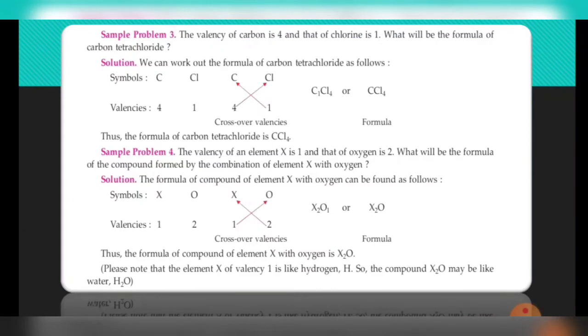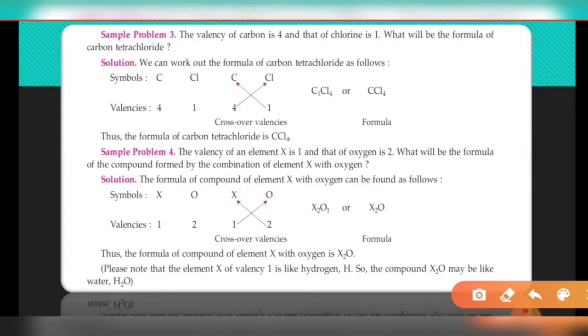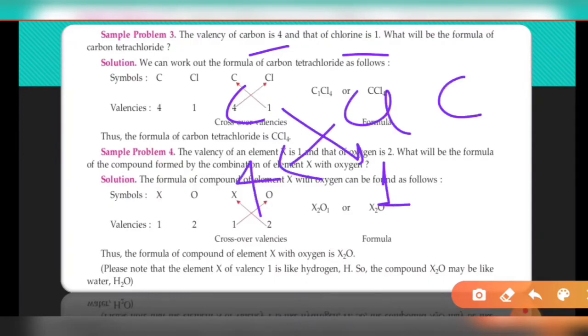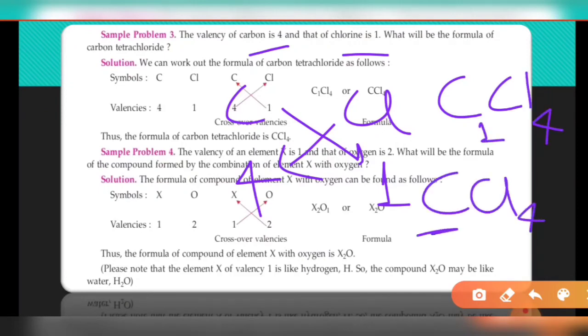Similarly, there are some numerical problems that we can discuss here. The first one: the valency of carbon is 4 and that of chlorine is 1. The valency is already given. We need to write the formula for carbon tetrachloride. So carbon, chlorine, 4, 1. Exchange the valencies, and the 1 can be omitted, so CCl4. Carbon tetra means 4 chloride, so this will be the formula.